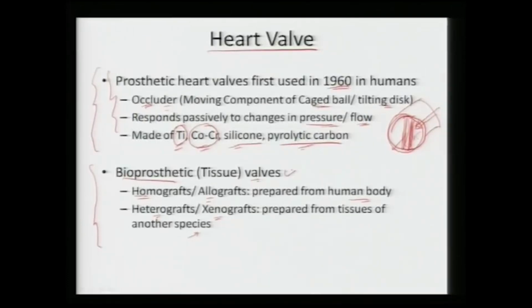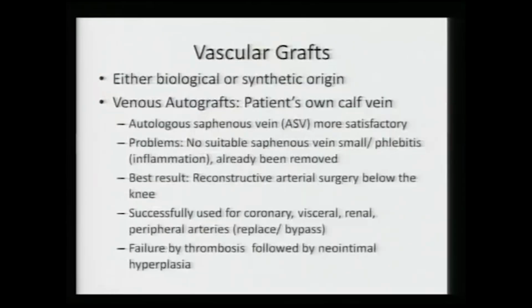And these can again be bioprosthetic or tissue valves, and these are more natural. They can be prepared from the human body, which are called allografts, or they can be prepared from the tissue of another species. Those are called xenografts. Again, these vascular grafts can be either biological or synthetic. So first coming to the venous autografts, auto means it is from the self part of the vein. So it comes from the patient's own calf vein, and the autologous saphenous vein, which comes from the calf of the patient, basically performs much more satisfactorily.